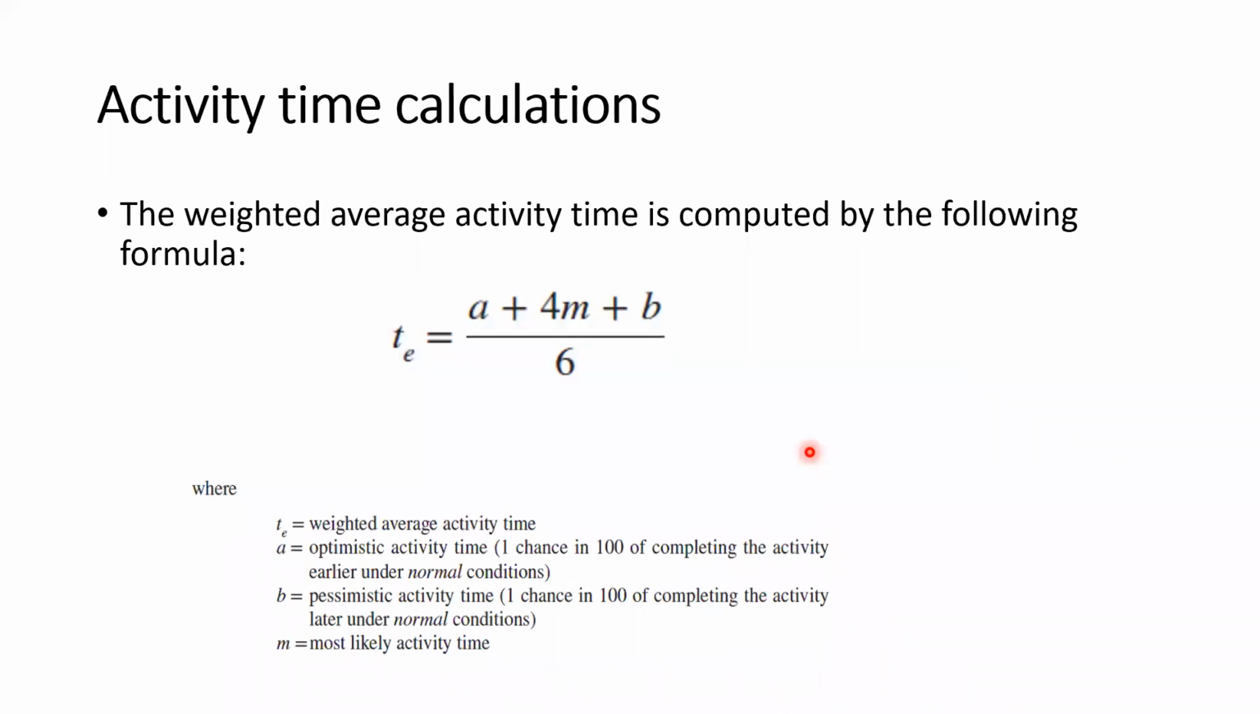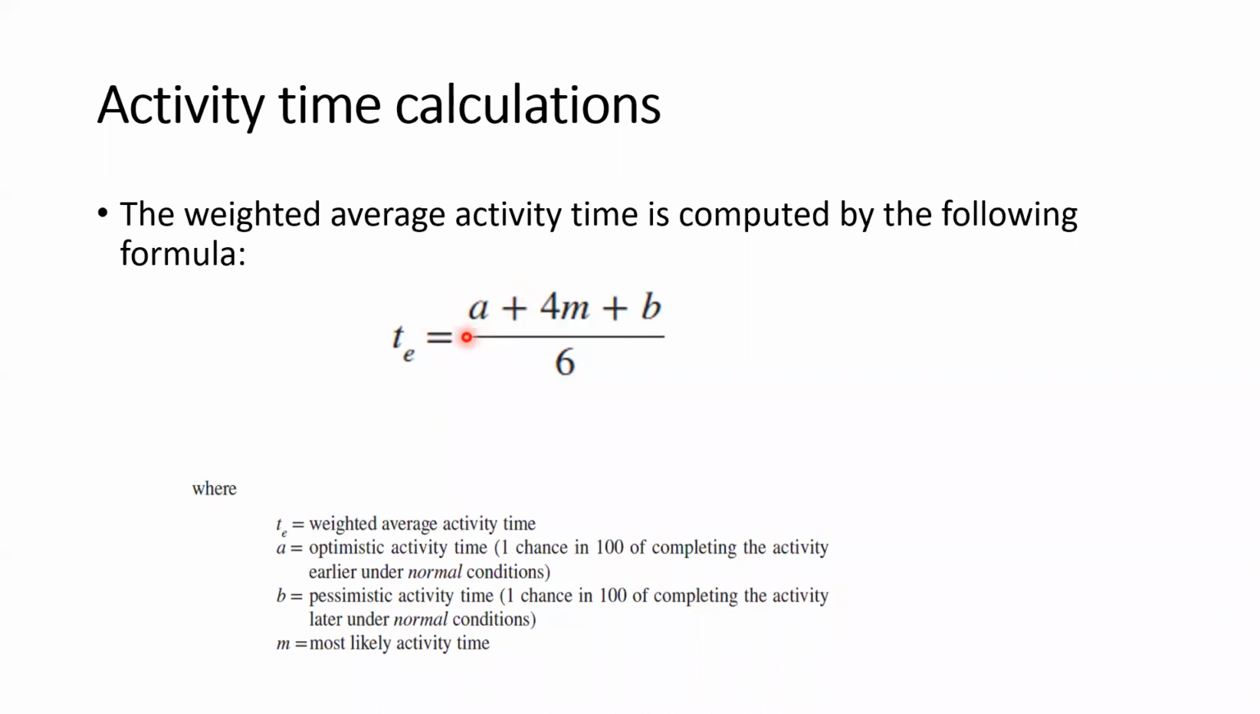So when you are getting these 3 times, optimistic time, pessimistic time, and most likely time, you have to calculate the weighted average time that will be taken by one particular activity. For each and every activity, you have to calculate a weighted average activity time. So in calculating weighted average activity time, you have to use these equations. TE is denoted as weighted average activity time.